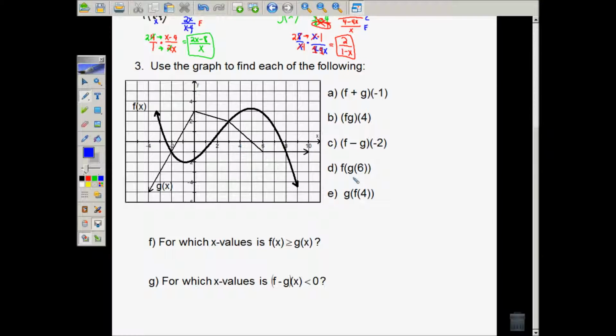Okay? So with the graph, notice that I have a bold function, and that represents f of x. And I have a thinner function that represents g of x. Everyone sees that? All right. So we're going to look at the first problem. So what is this telling me I'm doing? Adding. So this means that I'm going to find f of negative 1, and I'm going to add it to g of negative 1.